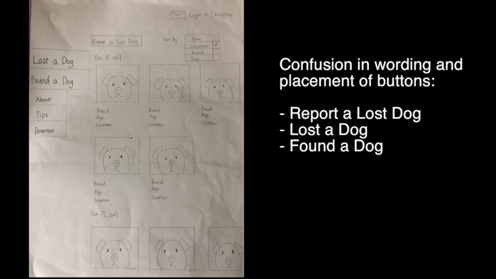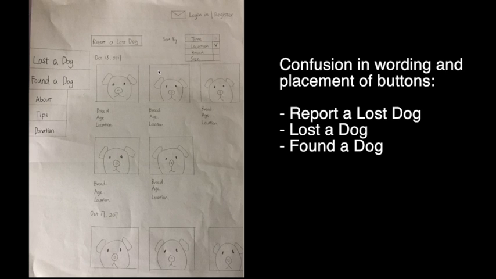For our observations, we noticed that the user had quite a bit of trouble differentiating between the report a lost dog button, the lost dog button, and the found a dog button. And we realized that the way these buttons are worded, it can actually be quite confusing. Our purpose with the report a lost dog button was for a user who has lost a dog to make a new post for their lost pet on our site. So what might be less confusing is to change the wording of these buttons to say lost pets and found pets respectively.